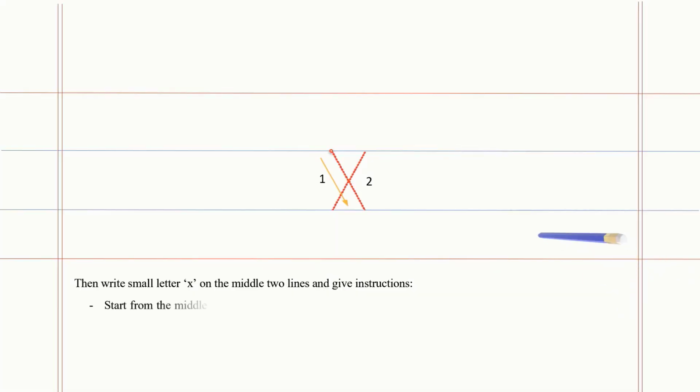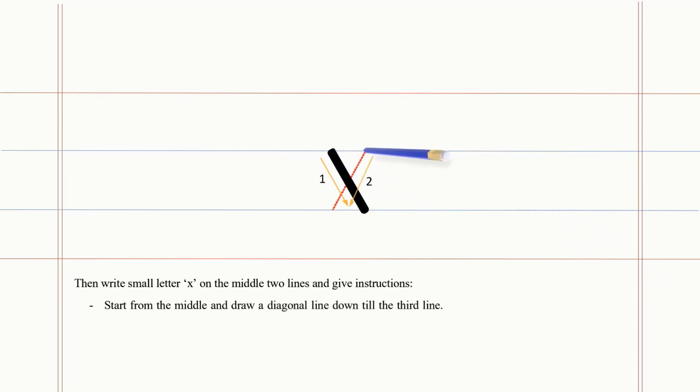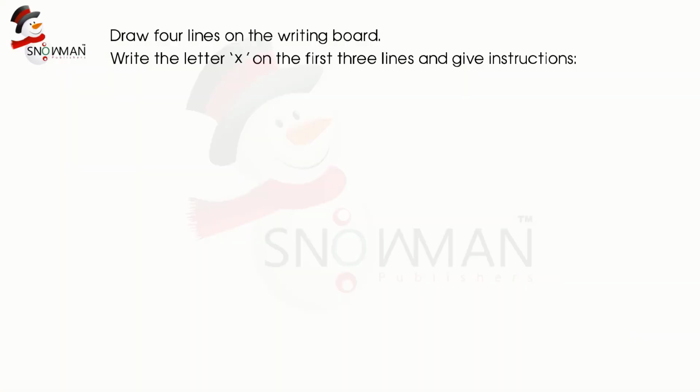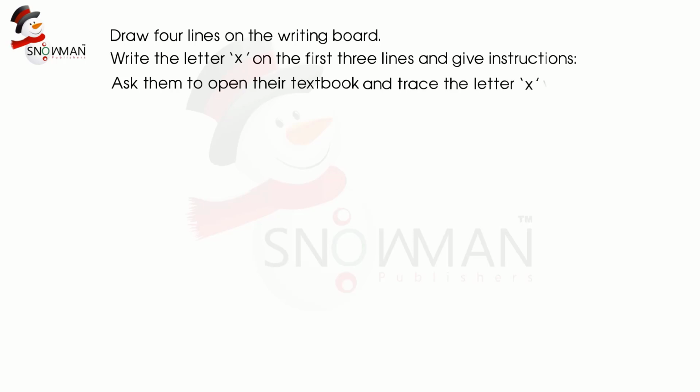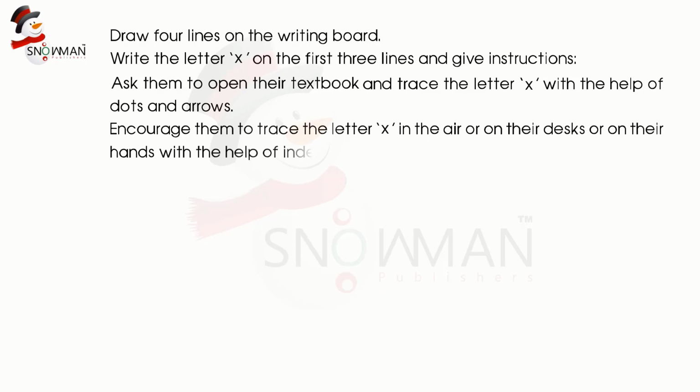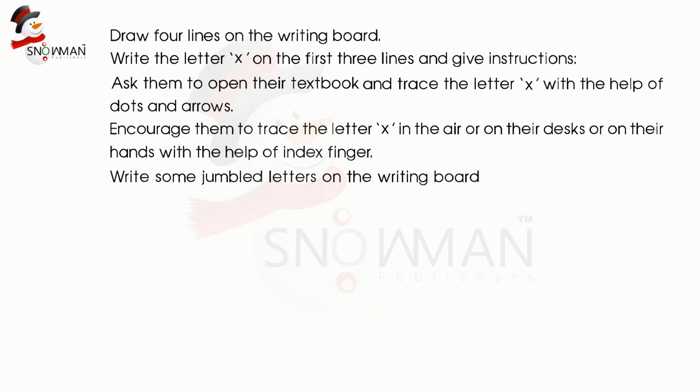Start from the middle and draw a diagonal line down till the 3rd line. Then draw another diagonal line from the middle line, touching the 3rd line, crossing the first diagonal line. Ask them to open their textbook and trace the letter X with the help of dots and arrows. Encourage them to trace the letter X in the air or on their desks or on their hands with the help of index finger. Write some jumbled letters on the writing board and ask the children to recognize X.